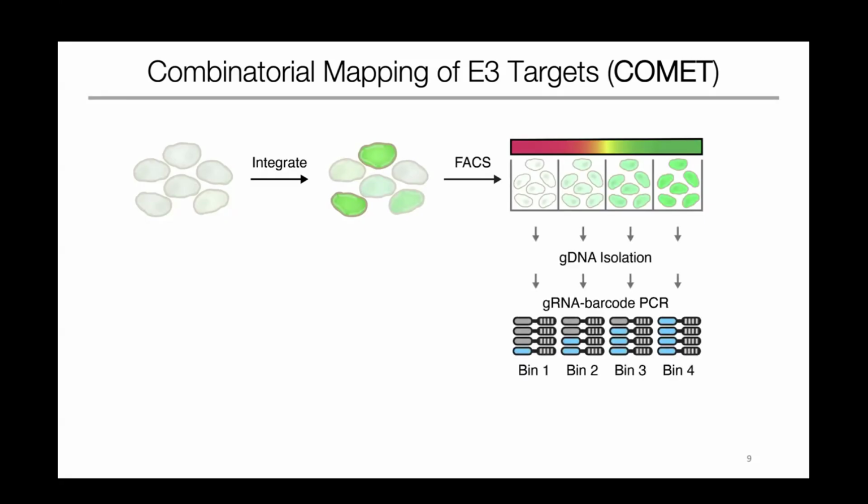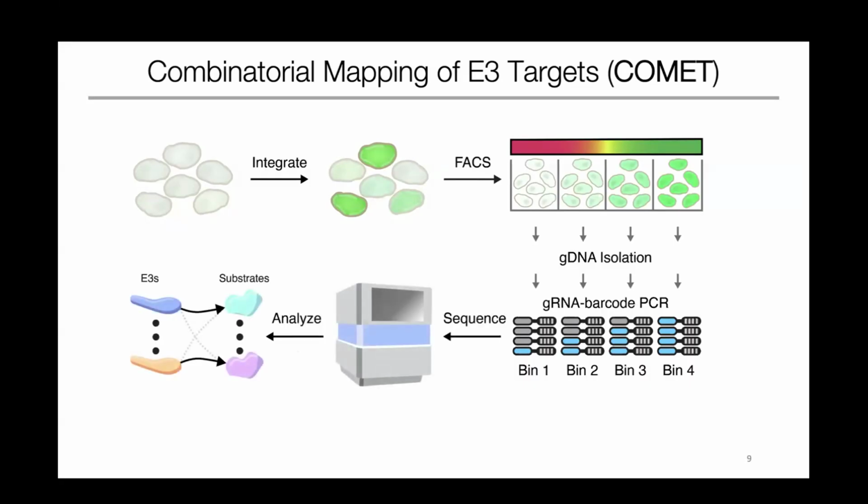And once you've isolated them using FACS, you can prepare sequencing libraries that on the amplicon give you the guide RNA on one side and the barcode on the other side. And you do this for each of the 4 bins. You sequence this, and then you look at the data to see if you can find any guide RNAs that are associated with shifting a substrate up a bin, right? So that would indicate stabilization. And we also look at if we can find any knockouts that, for whatever reason, might destabilize a protein.